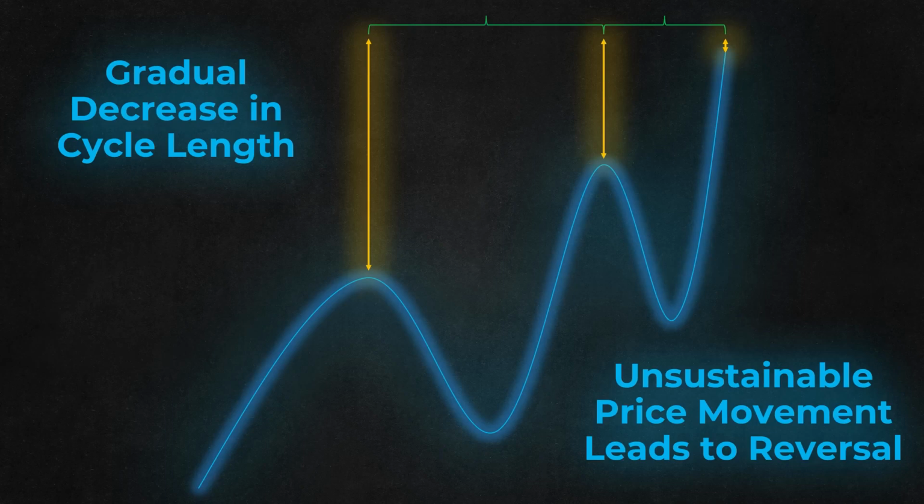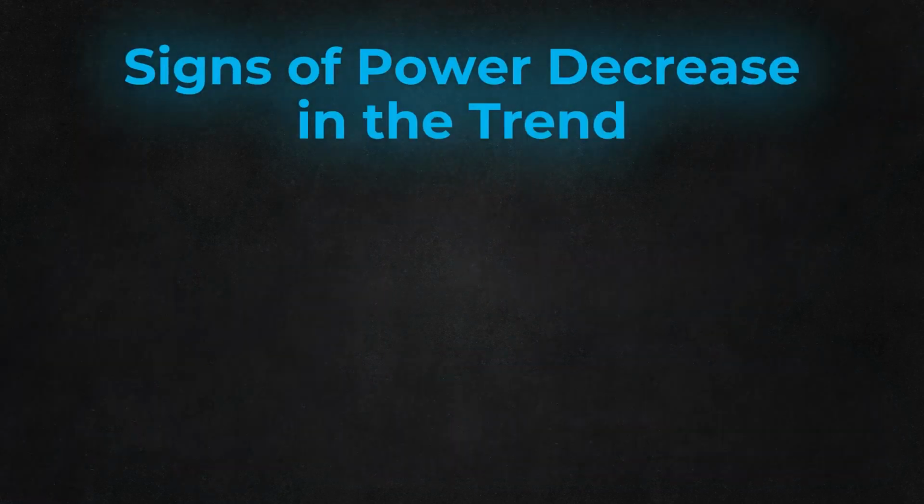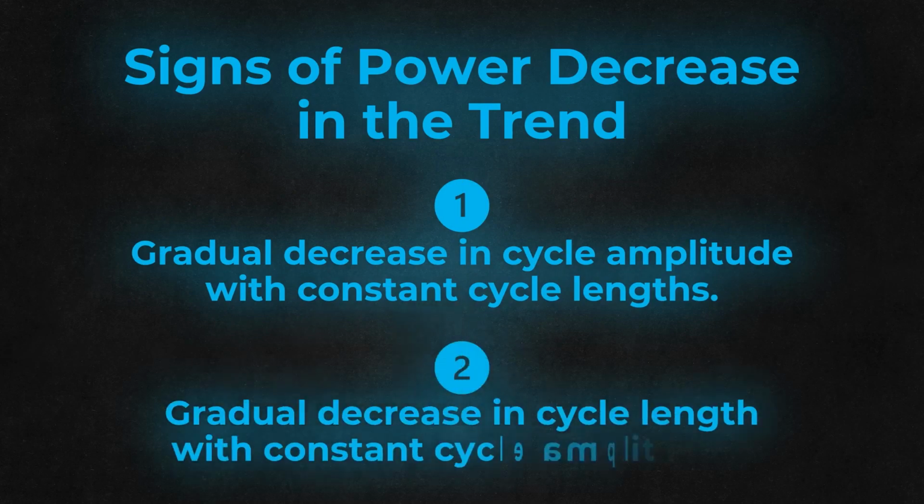On the other hand, a gradual increase in cycle length while amplitude remains equal is a sign of continuation. That's because there is time for price action to create up and down movements in a sustainable fashion. In terms of cycle analysis, there are two signs to look for when scanning for a power decrease in the trend, which means the possibility of a trend reversal. The first is a gradual decrease in cycle amplitude while cycle length remains constant, and the second is a gradual decrease in cycle length while cycle amplitude remains constant. We are looking at these possibilities in isolation, but they can occur in synchrony, which will lead to different signals. I will leave that for another day since psychoanalysis goes way beyond this brief introduction.